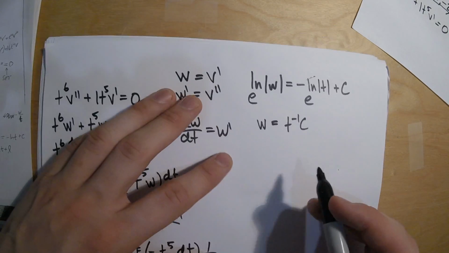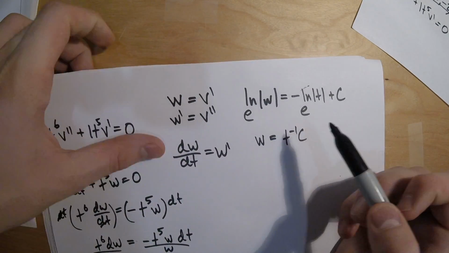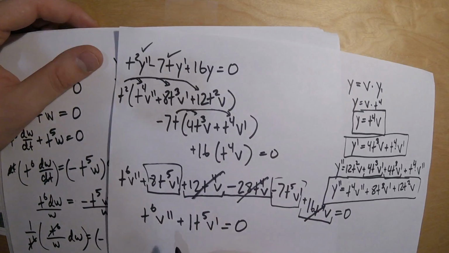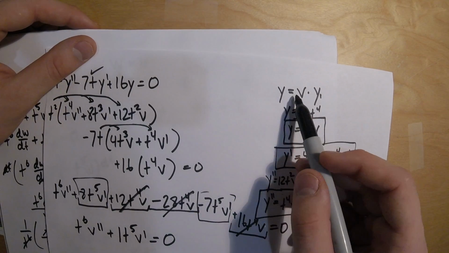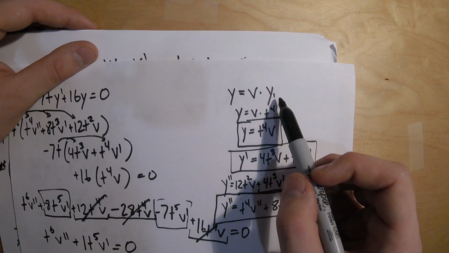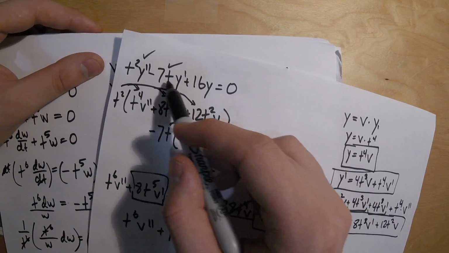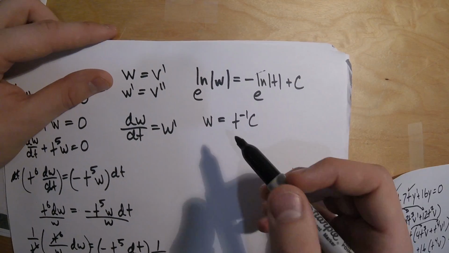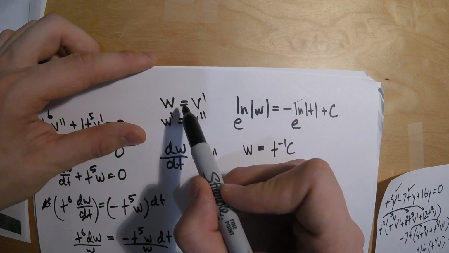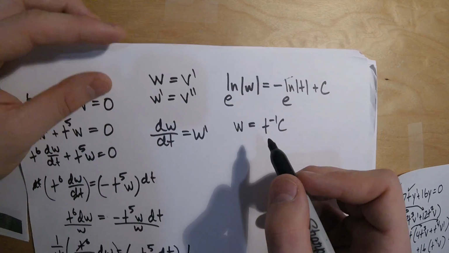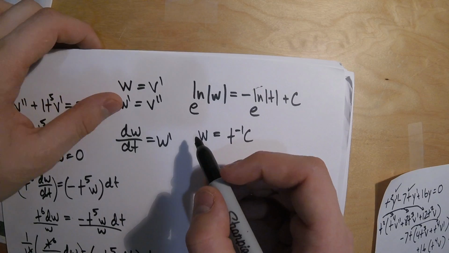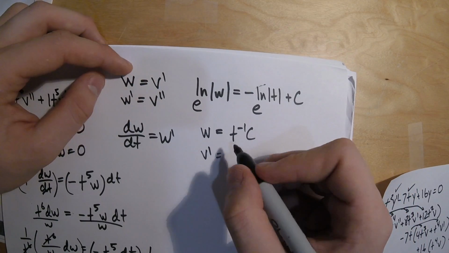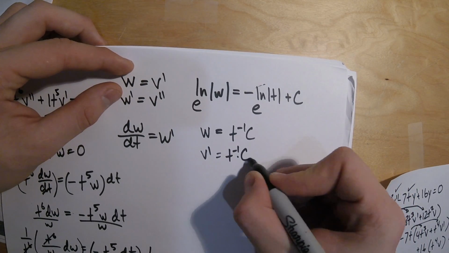Now, the next step is, what exactly did we write this w? We have w, however, our initial problem had no w. It only had y equals v times y1. So we need to fix that by doing this: w equals v prime. I'm going to replace the w with a v prime. So v prime equals t to the negative 1 times c.